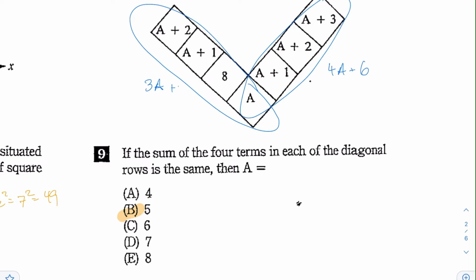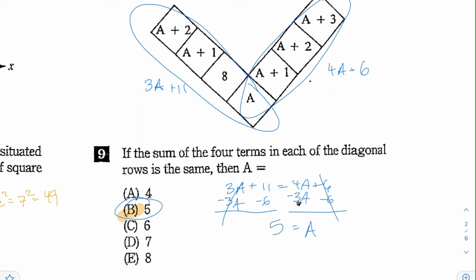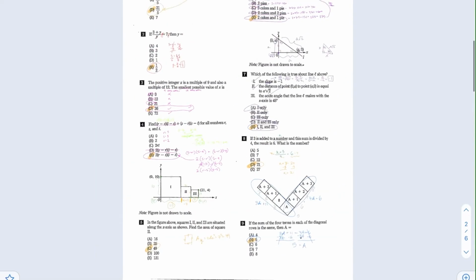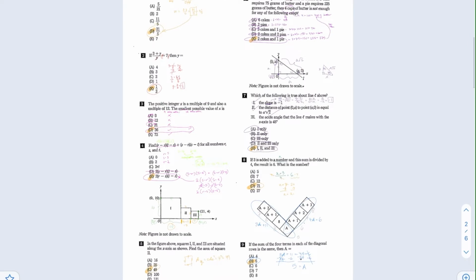That's 3A plus 11. So here is your equation: 3A plus 11 is equal to 4A plus 6. Here we subtract 3A on both sides and subtract 6 on both sides. You get that A has to be equal to 5, and that's choice B. If you substitute back in to check, you'll have 5, 6, 7, 8. And here this is 5, 6, 7, and 8. So it's the same 4 numbers. And here is a summary for this first page.